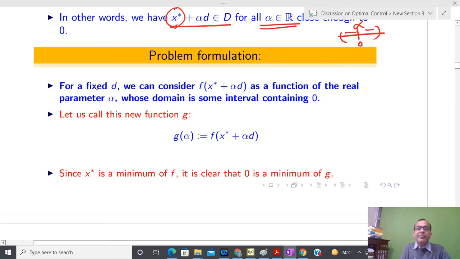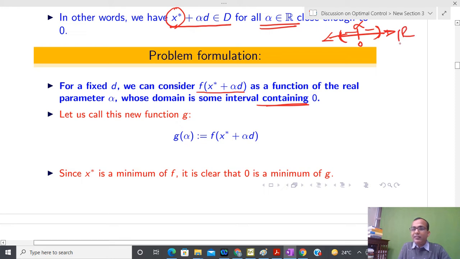Now what I am telling, for a fixed d, we consider this kind of function of a real parameter alpha, whose domain is some interval containing 0. We have already seen that alpha I am going to consider, and domain of alpha I have taken as an interval, meaning the interval is a subset of the real numbers. Okay, so I am going to consider some subset of the real line, one dimension.